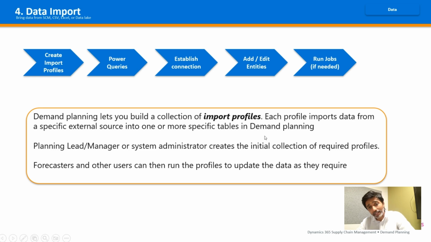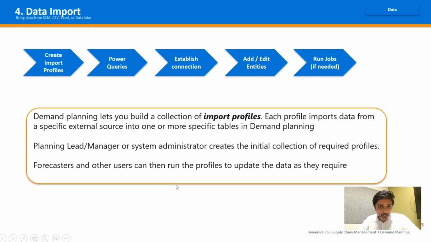So you can create these multiple import profiles and get the data into demand planning. The idea is to get the data inside the demand planning app. And like I said, this activity could be performed by your planning manager or system admin, and get that initial data sets ready so that the forecasters can primarily make use of these profiles in order to perform any of the planning and forecasting analysis, right?